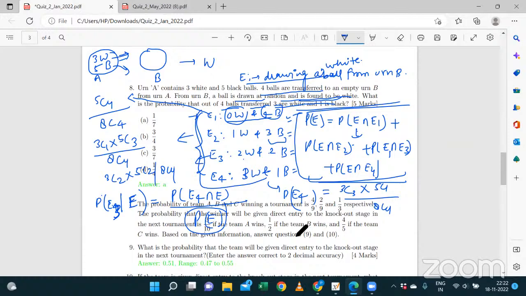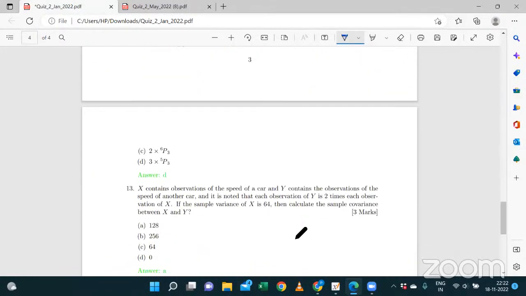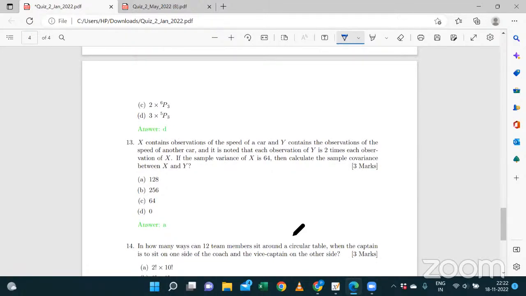Okay, sir. In this question, which question do you have? Sir, X contains observations of the speed of a car, and Y contains observations of the speed of a car. So it's saying Y is 2 times X, right? Yes, sir. So variance of Y will be 4 times variance of X. Correct. So there are 2 things. Y is equal to 2X. Is this a linear association or not?